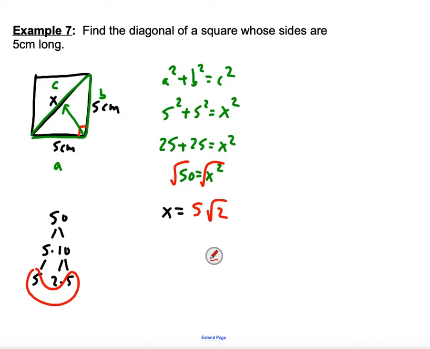So we get 5 square root of 2, and since the sides there are in terms of centimeters, so is the diagonal. Don't forget to label your answers.